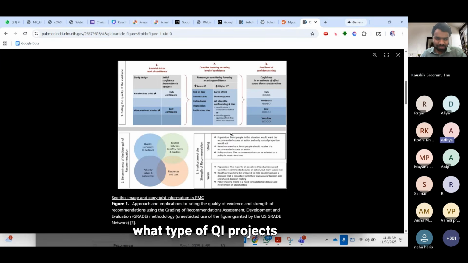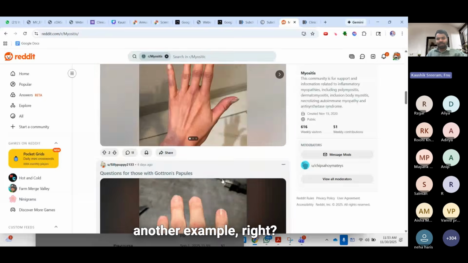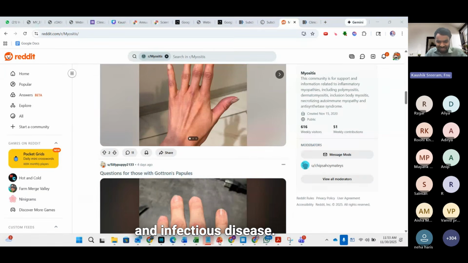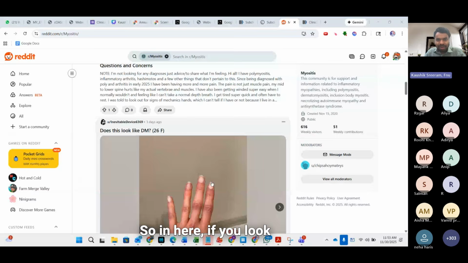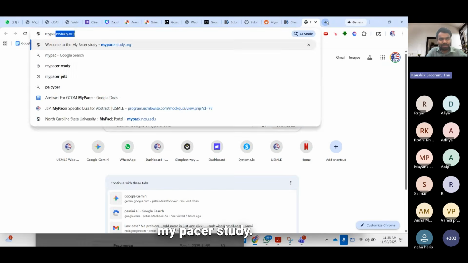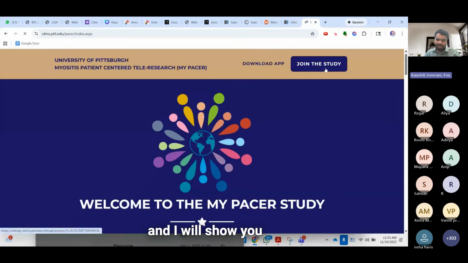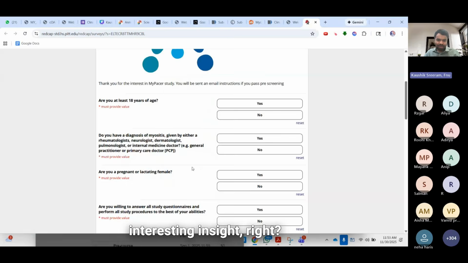Like, in more detail, what type of QI projects are most valued by residency programs? Okay, let me give you a list. What I will do is make a list and send that to you. And I can show you another example, right? So let me show this to you. I will stick to what I know, that is infectious disease. So in here, this is my project, my PACER study. This is the one that I'm leading. And I will show you an interesting insight, right?